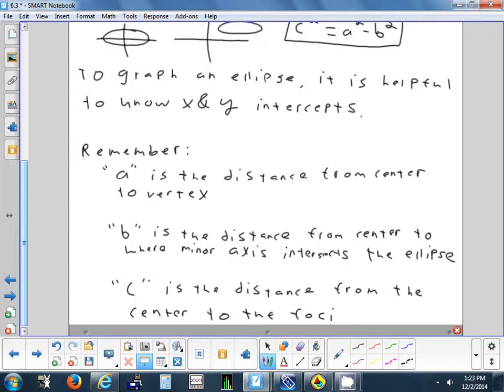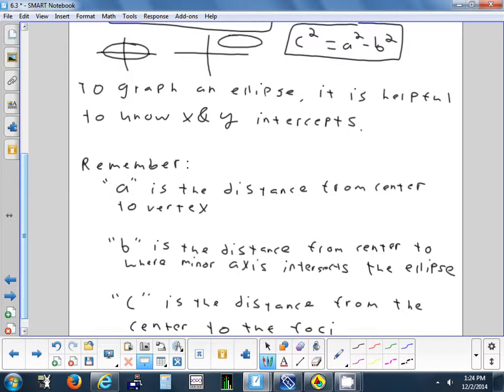And in any problem, you never have to find all 3. You only have to find 2, and then use the formula c squared equals a squared minus b squared. Don't mix it up with the Pythagorean theorem. I know it kind of looks like it, but it's not. It's a squared minus b squared.